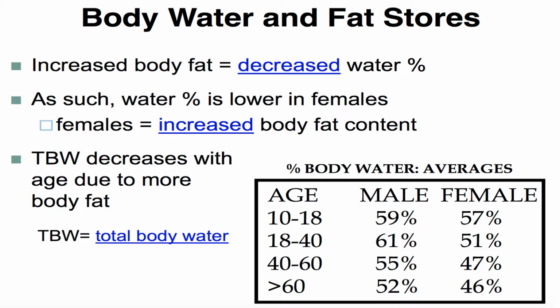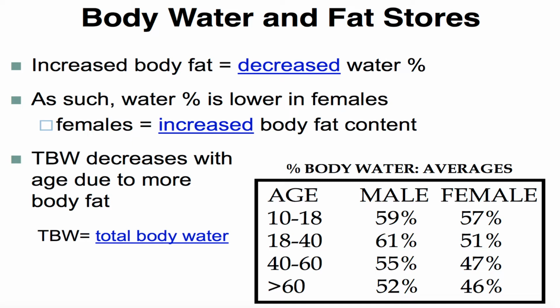Total body water is roughly 50 to 60% of body weight in adults and 75% of body weight in children. Because fat has little water associated with it, in obese people the content of water is decreased. As such, water is lower in females because females have more fat than males, and with increased body fat content, water is decreased. Total body water also decreases with age due to more body fat.